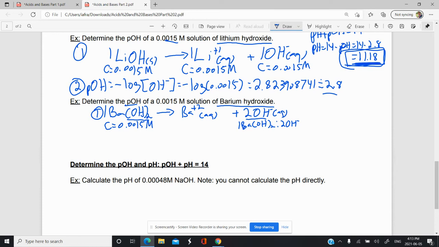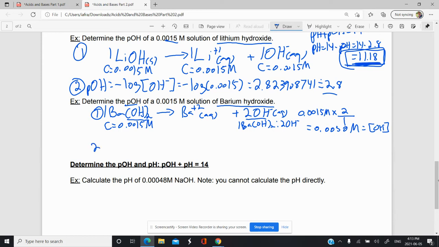So we can just find the concentration of the OH by doing our 0.0015 molar times 2 OHs for every 1 barium hydroxide. So we're multiplying it by 2 essentially. And if you do your 0.0015 times 2, you get 0.0030 molar. So this is the hydroxide ion concentration, because we balanced it and it was a 1-to-2 ratio.